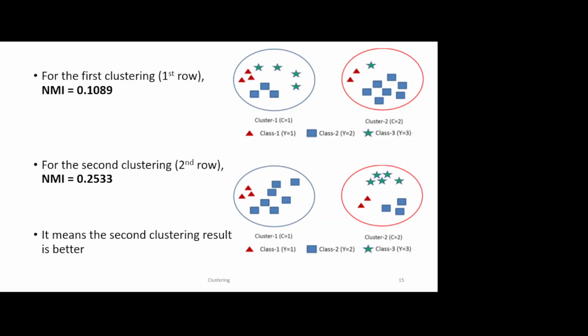I think the second one, right? Because in the second one the class label distribution is pure. It's more pure than the first one. Do you agree? Okay, so that's why we get a better result, a higher NMI, by using the mutual information calculator. So it means the second clustering algorithm is better. Okay, any problems?